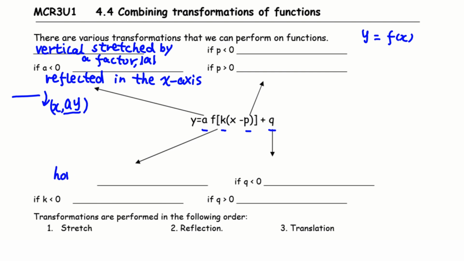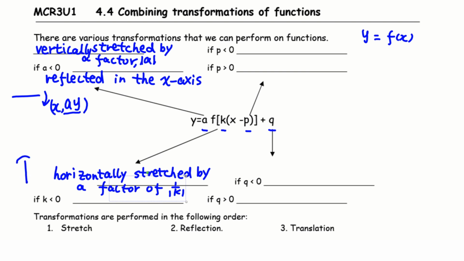And for the k, it is a horizontal stretch, by a factor of 1 over k. Here, remember, we use absolute value, a positive sign, and also if k is less than 0, the whole graph will be reflected in the y-axis.